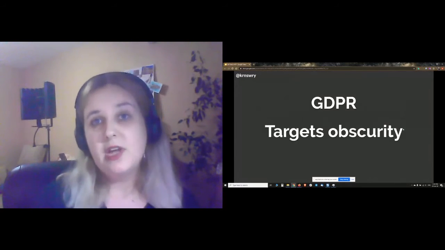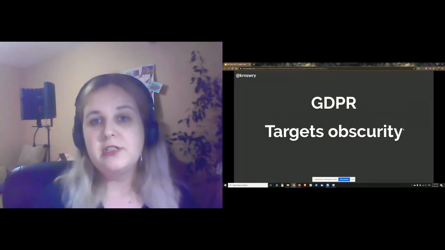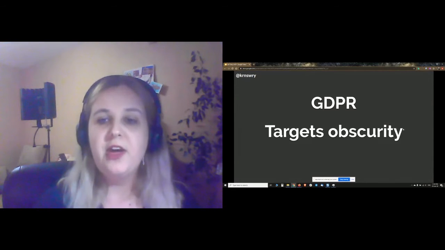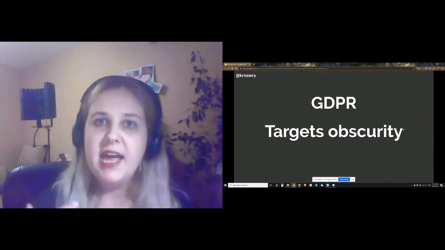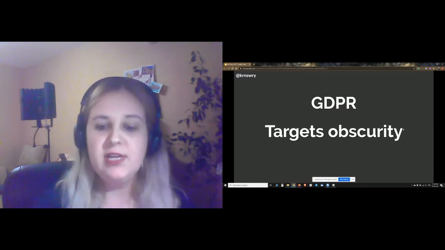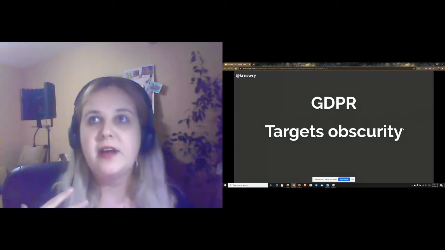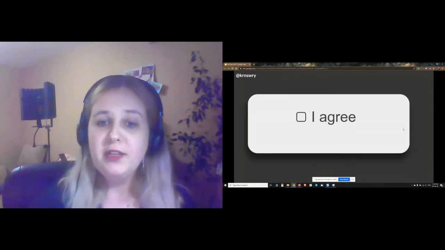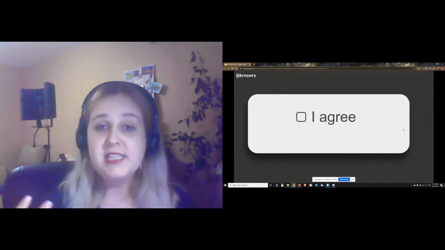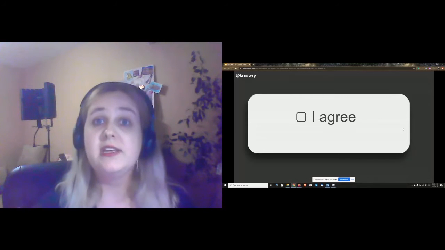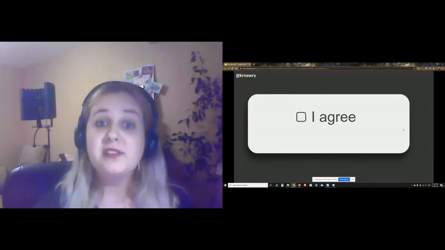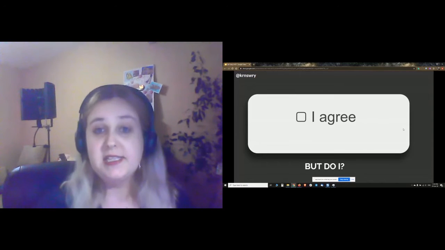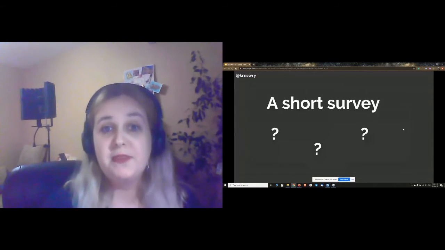GDPR targets obscurity. One of the main and central points in GDPR is that it demands explicit consent from users who have read or have seen, and actually understand what they're agreeing or disagreeing to when interacting with your content, in our case, documentation or subscription forms. So when you see subscription forms like this, GDPR demands that you actually make your users understand what they're agreeing to. But before I elaborate on this, let me tell you a short story.